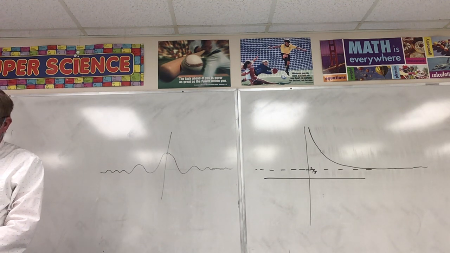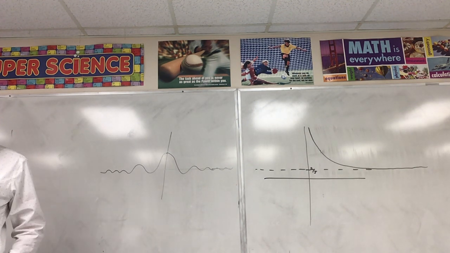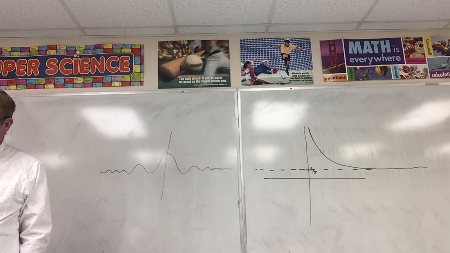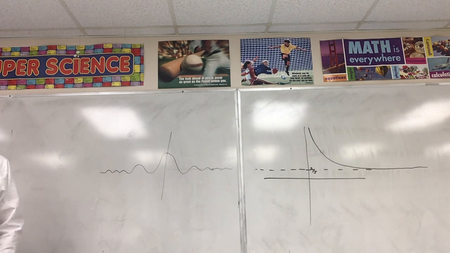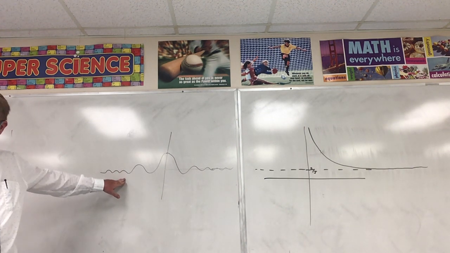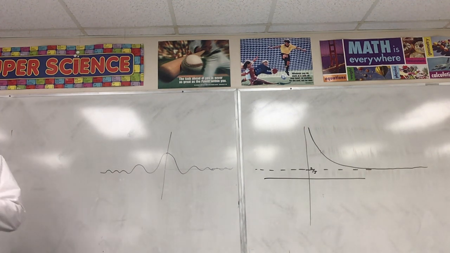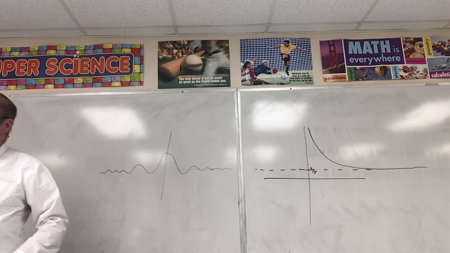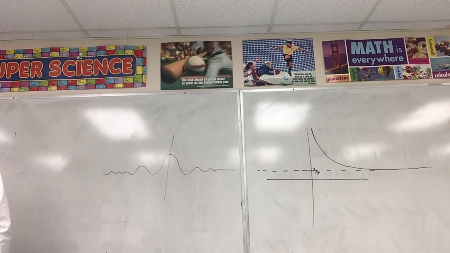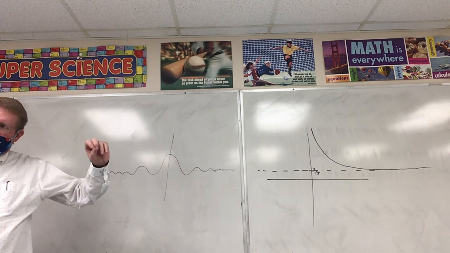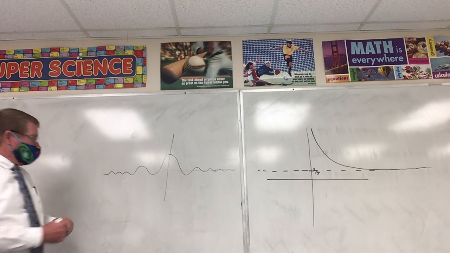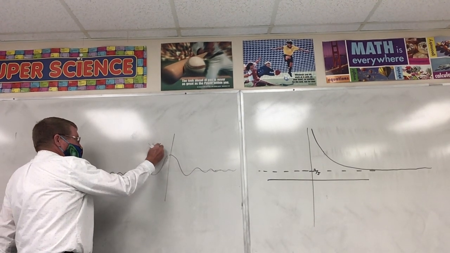So, what's my limit as x approaches infinity of sine 2x over x? 0. What's my limit as x approaches negative infinity? 0. So therefore, what is my horizontal asymptote? Remember, if my right end behavior matches my left end behavior, then I have a horizontal asymptote. My right hand limit was 0. My left hand limit was 0. So therefore, my horizontal asymptote here is y equals 0.